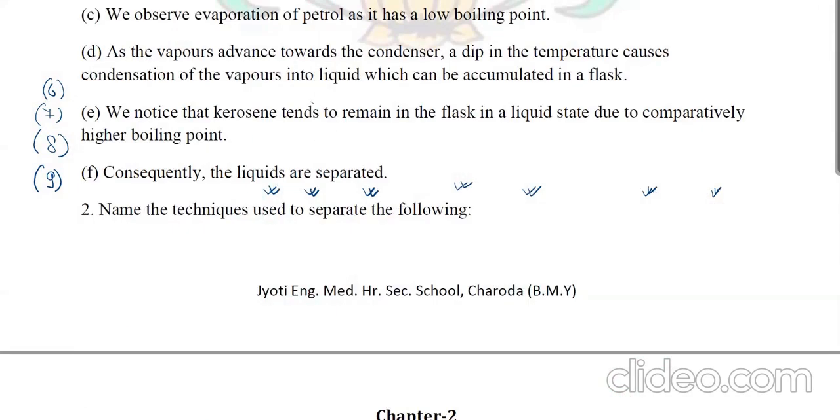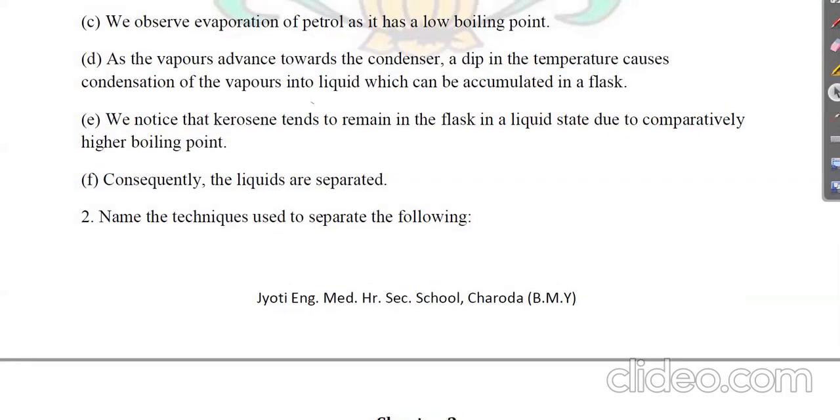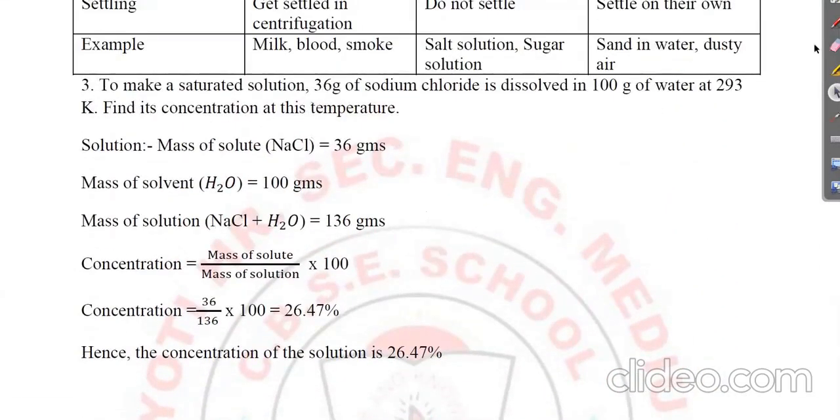It is a numerical, related to the concentration of the solution. The question is asking: to make a saturated solution, 36 grams of sodium chloride, NaCl, is dissolved in 100 grams of water at 293 Kelvin. We have to find the concentration of the solution at this particular temperature.